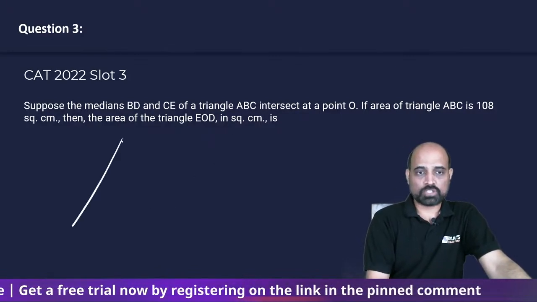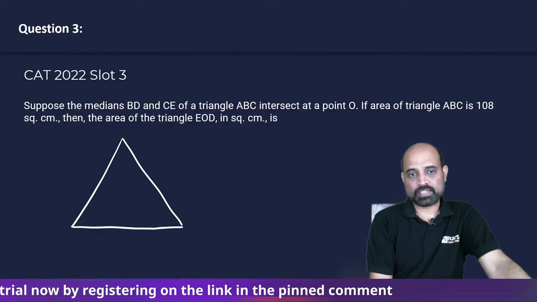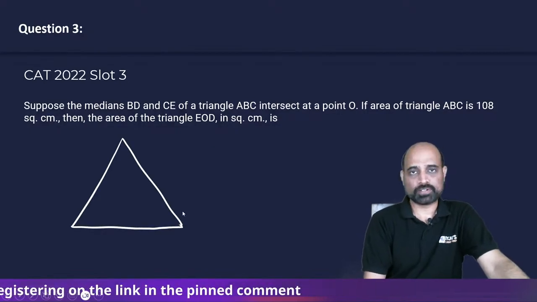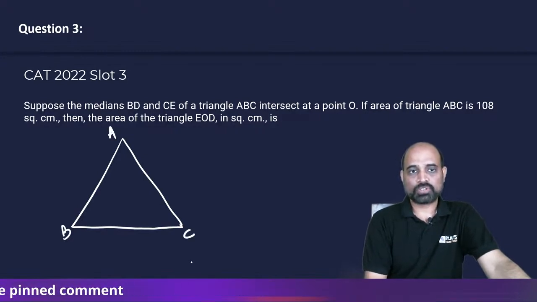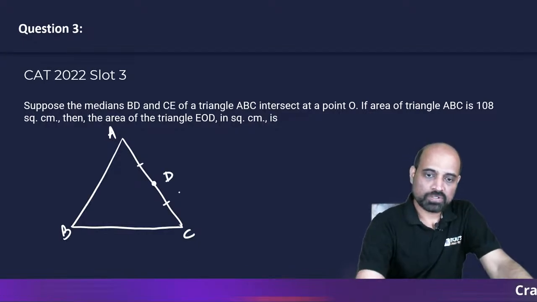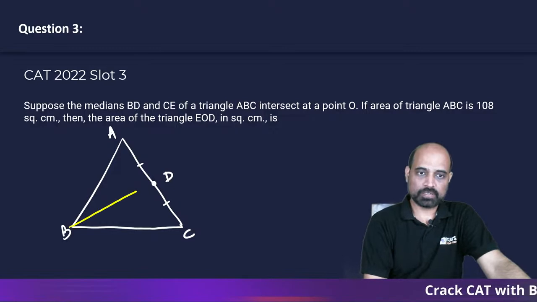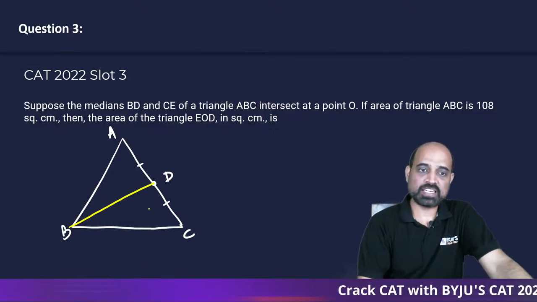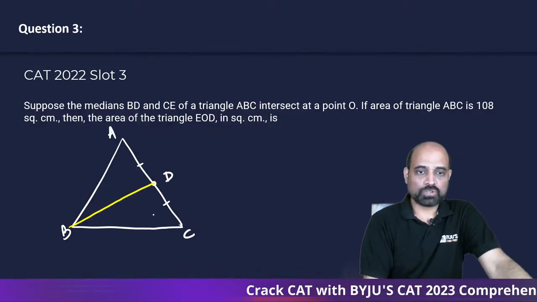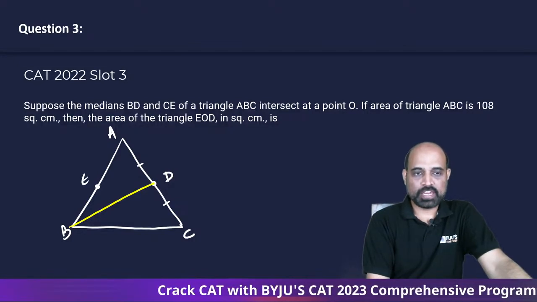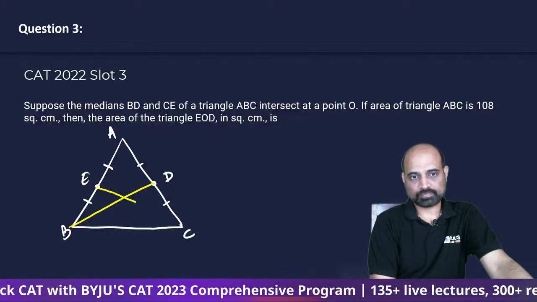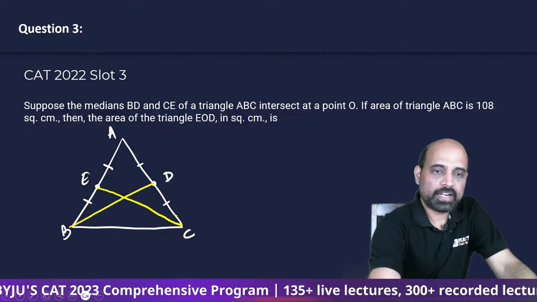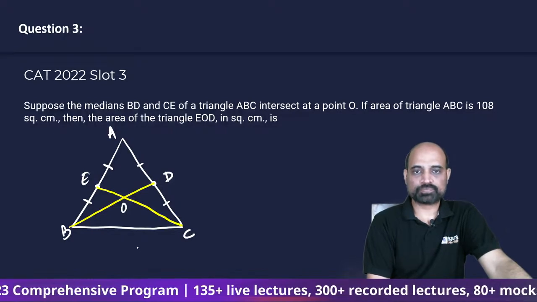Now, this question says that you need to have a triangle. I will assume it's an equilateral triangle. I'm going to use ratio. Now we have BD, which is the median, so I will draw the median here. And then we have CE, so I'll take the midpoint of AB and I'll take this as CE. And it is given that they intersect at O.